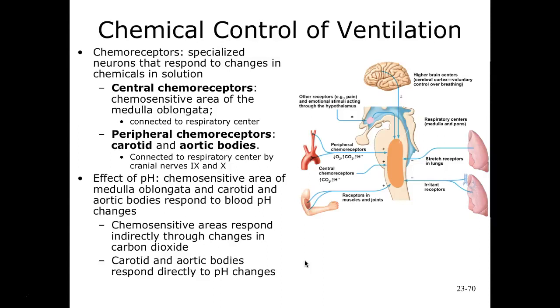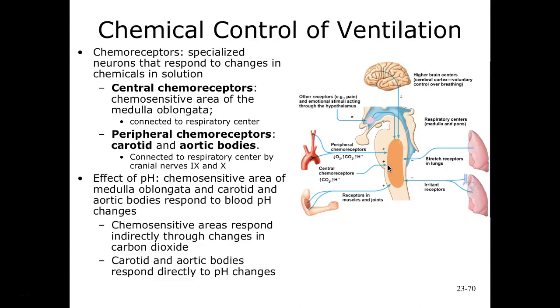So let's touch on our chemoreceptors a little bit more. Our chemoreceptors are specialized neurons that are going to respond to changes in chemicals in solution. So any type of chemical we are able to pick up through a chemoreceptor and send that sensory information over to our brain. Now the specific ones we're going to talk about in our respiratory lecture are our central chemoreceptors, which you can see right over here. These are going to be within the medulla oblongata, and they're connected to our respiratory center there too.